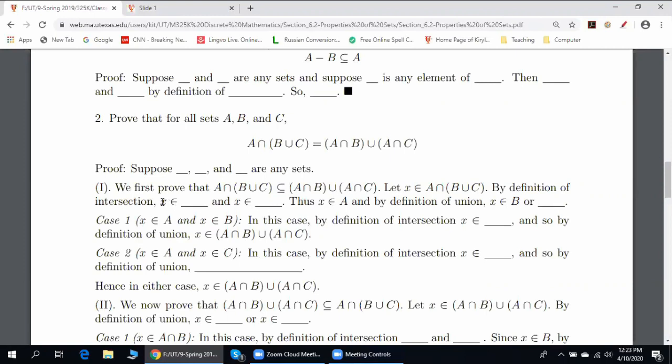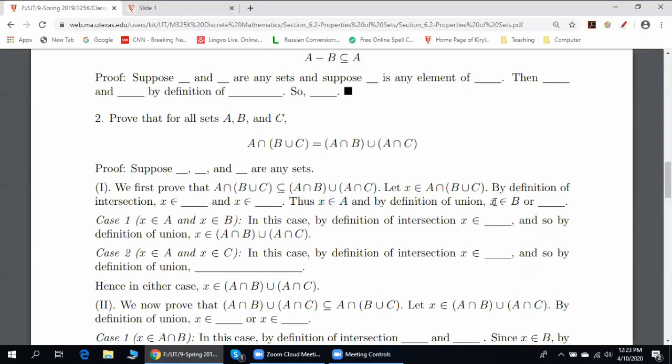So once again, over here we put X is from A. Over here we put X is from B union C. Therefore, obviously, X from A. And by definition of union, X also from B or X is from C. Next, so once again, X is from A.